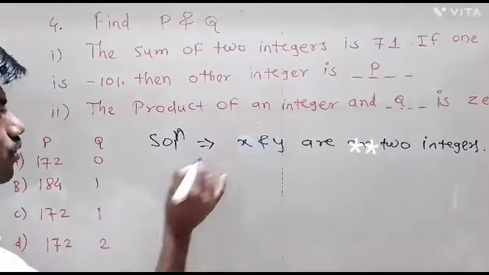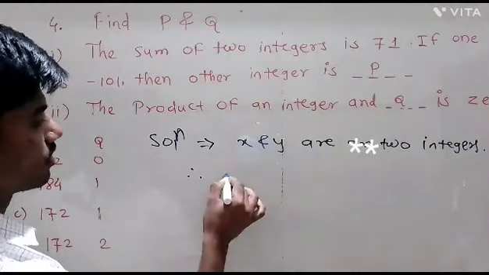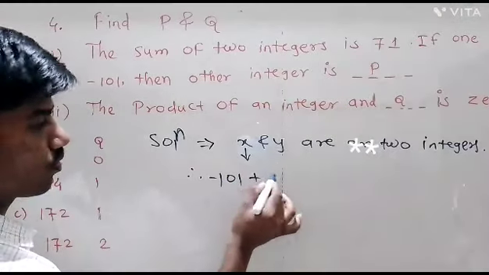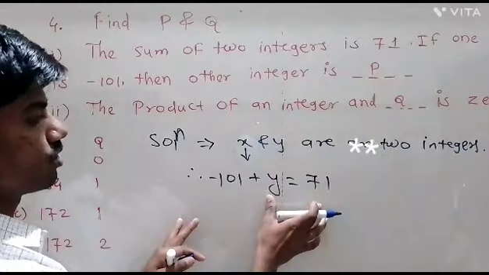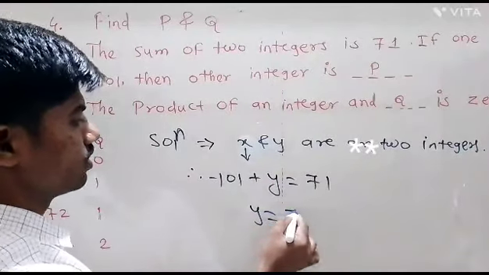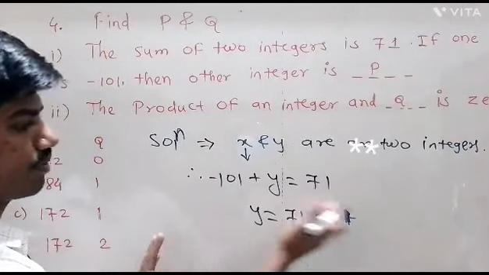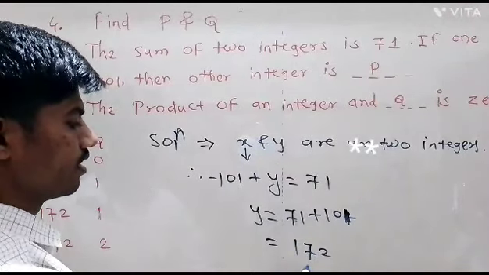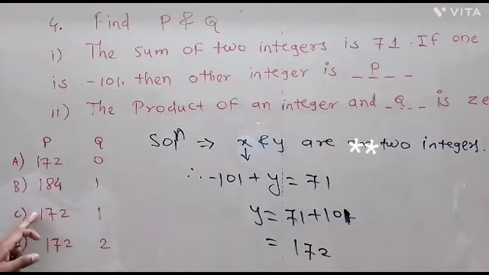Therefore, how are we going to do that? One of them is equal to minus 101. Suppose x is equal to minus 101, and the final answer is 71, because the addition of these two integers is equal to 71. So y is equal to 71 plus 101, after taking it across the equals sign, it becomes plus 101. So it becomes 172. Here the second one is equal to 172. So here are the three options.